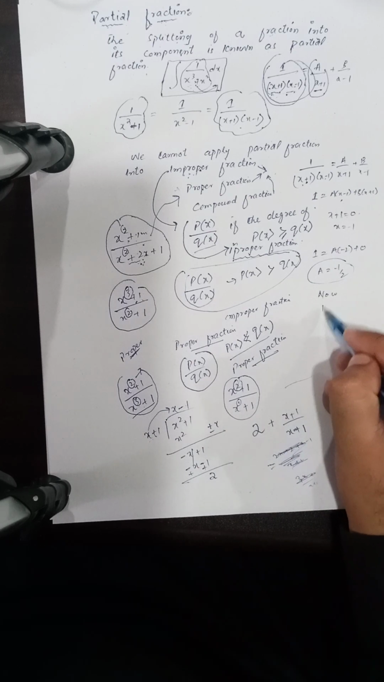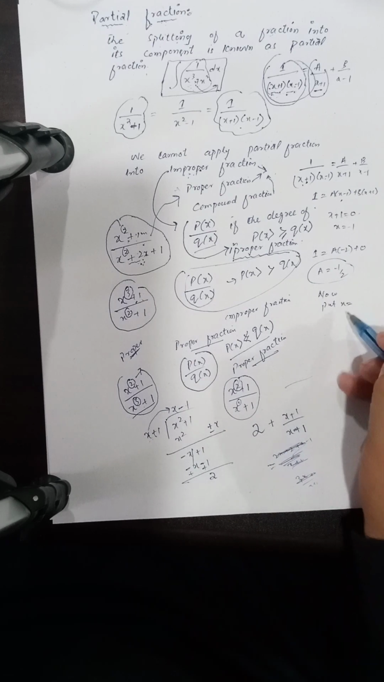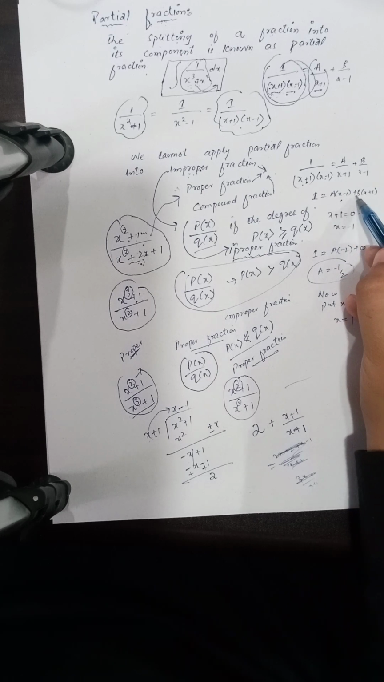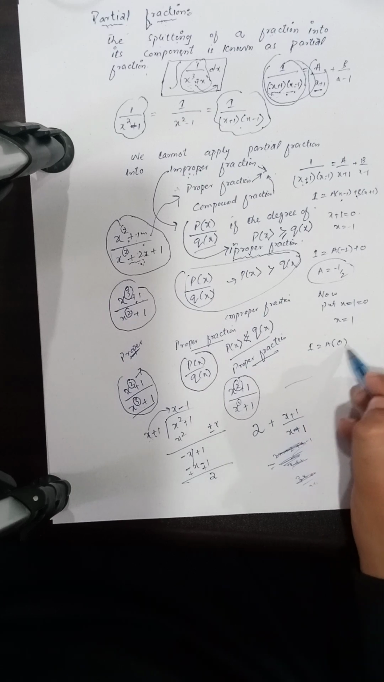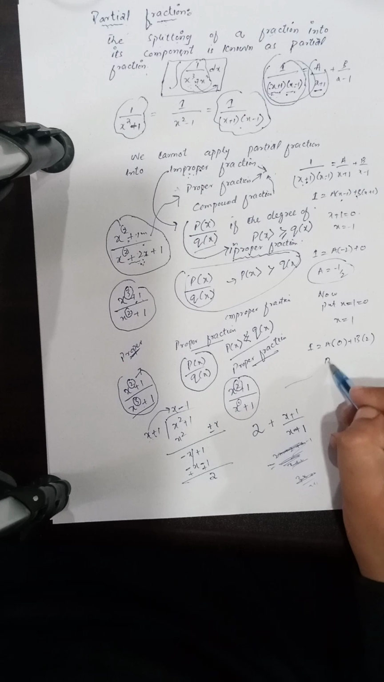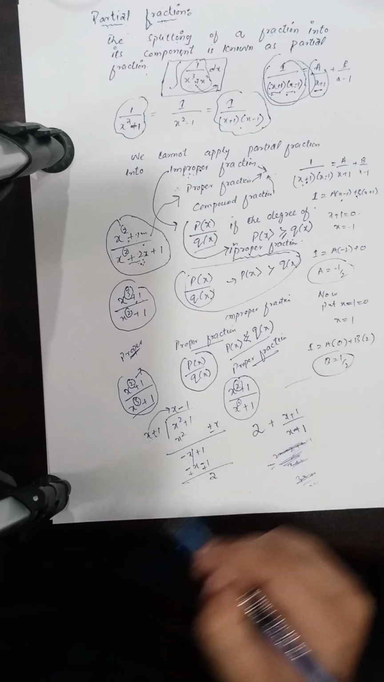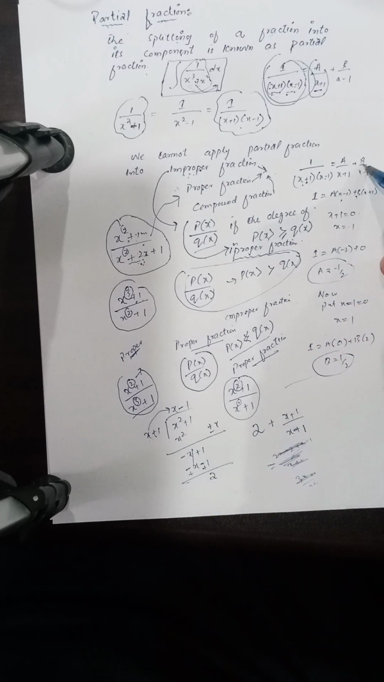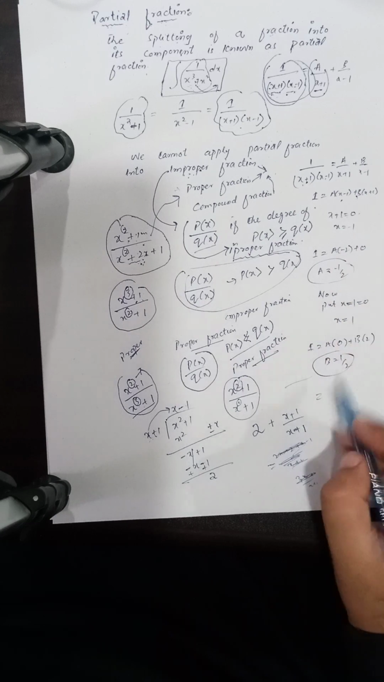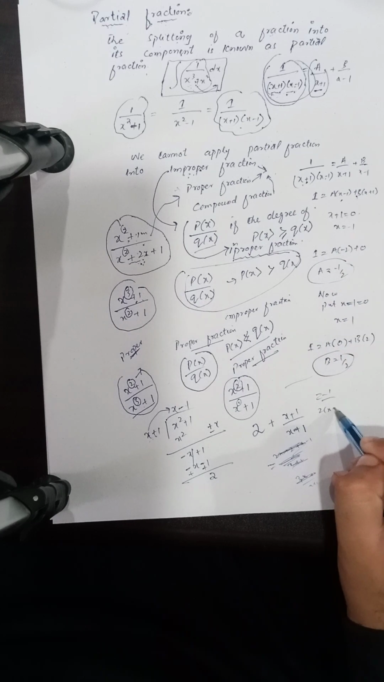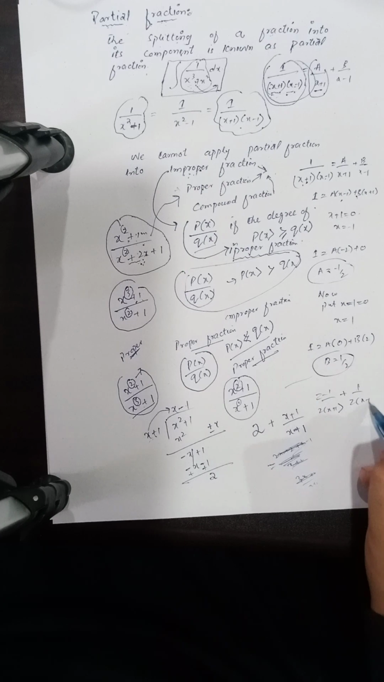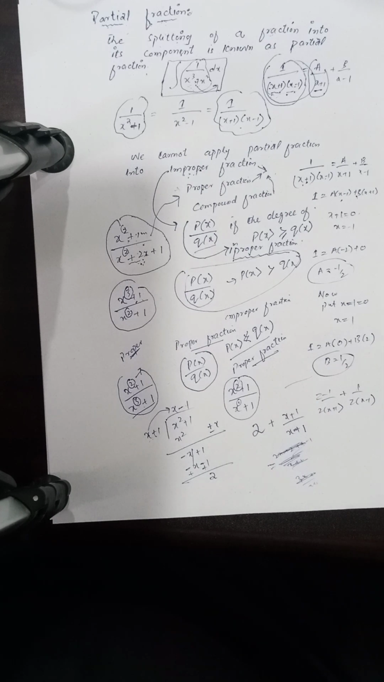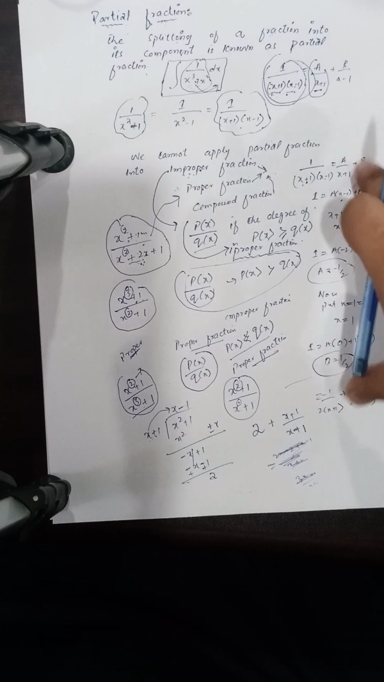Now put x minus 1 equal to 0, so x equals 1, so put x equal to 1 in this equation. So 1 is equal to a into 0 plus b into 2, so b is equal to 1 over 2. Now put the values of a and b in this equation, so a is equal to minus 1 over 2, so minus 1 over 2 into x plus 1 plus b is equal to 1 over 2 into x minus 1.